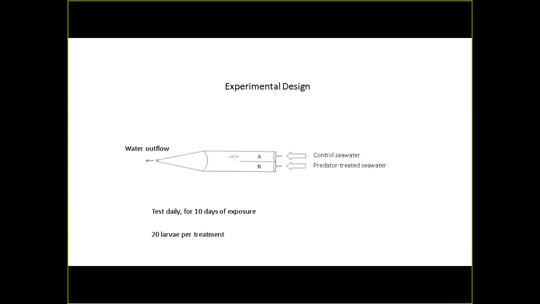And they reverse it. So every other time, the control seawater is coming into B, and the predator water is coming into A, just to make sure that the fish don't have a preference for one letter of the alphabet over the other. And they did this every day for 10 days. And every time they used 20 larvae per treatment. They used different larvae every time, so a lot of volunteers for this experiment.